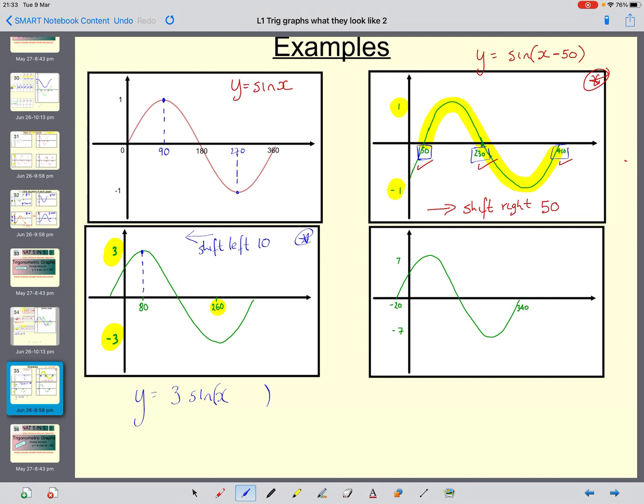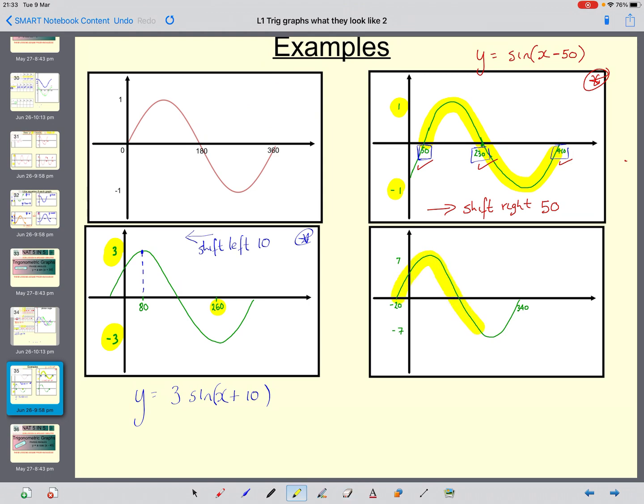So what does that mean? How do we write that? We're going to put our brackets in, and remember it's opposite to what you think you're going to write, so it's going to be x add 10. Okay, next one.